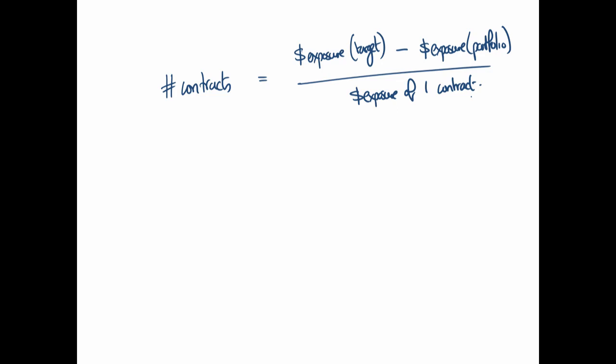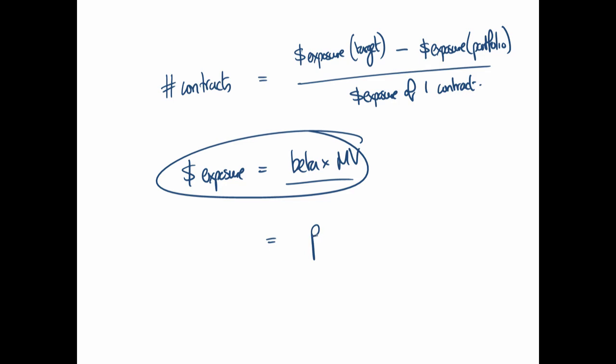So I guess the question is, what's dollar exposure? Well, dollar exposure, just replace it with beta times market value. And you're good. What you'll get on the top there is a target beta times the market value of the portfolio, minus an existing beta times the market value of the portfolio, all divided by the futures price times the multiplier. And that's essentially it. If you factorize the value of the portfolio on the top, then it's a really neat expression.